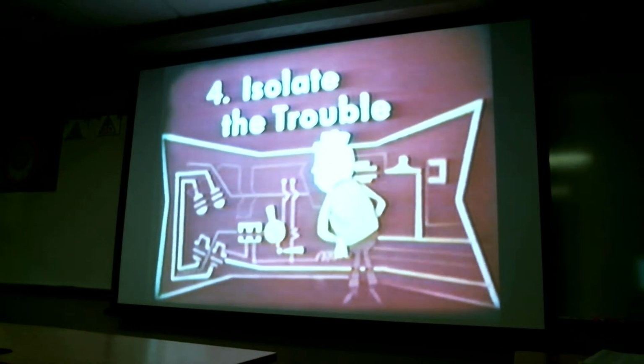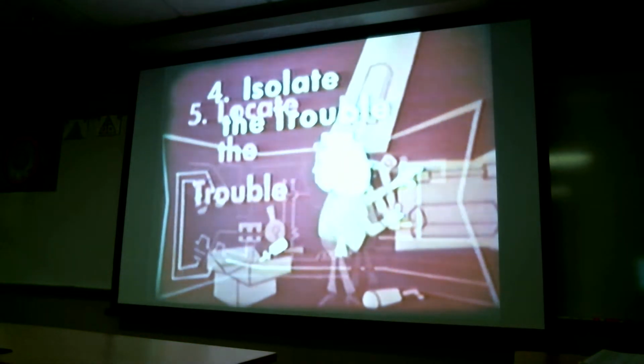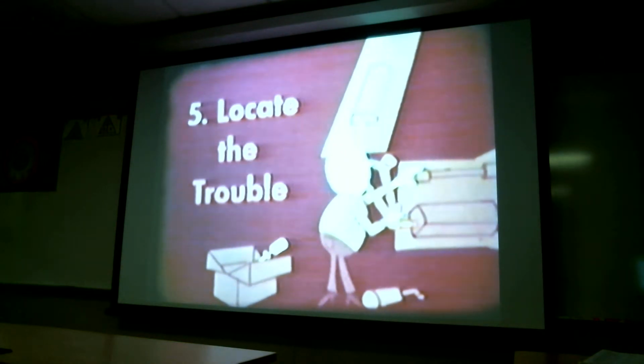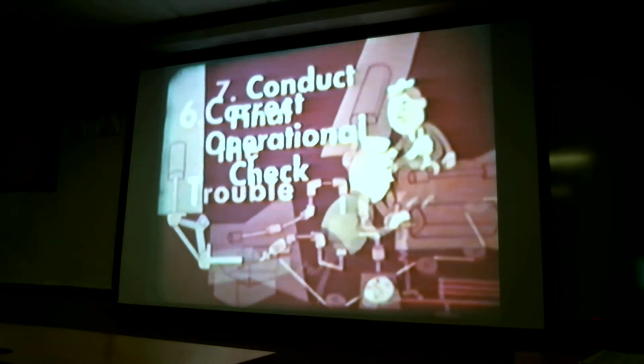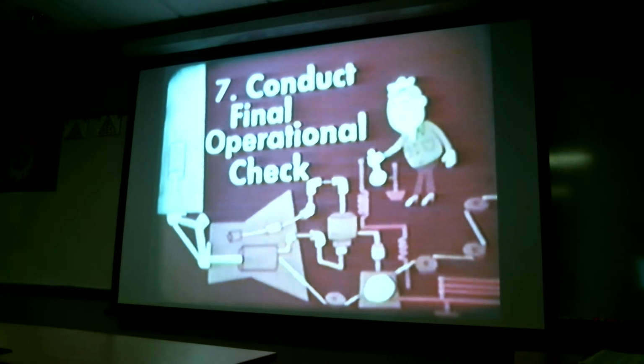Isolate the trouble to find the precise area of the malfunction. Locate the trouble to identify the actual unit or part causing the malfunction. Correct the trouble by removing the defective parts and repairing them, or turn them in and replace them with new parts. Conduct a final operational check to be sure the original malfunction has been corrected and that there are no new ones.